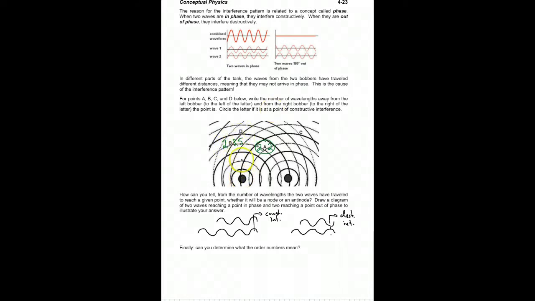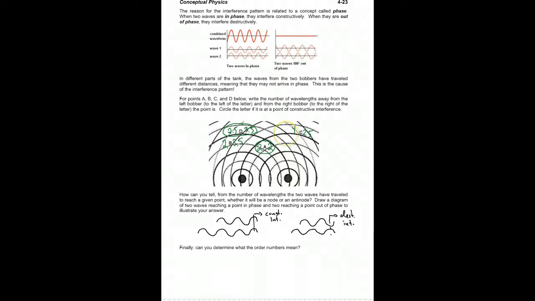Point D is 2.5 wavelengths from the left, and 3.5 wavelengths from the right, and it is a point of constructive interference because it's 2 troughs. So we'll get a big trough there. Point C is 4 wavelengths from the left and 2.5 wavelengths from the right, and it is destructive interference because we have a peak and a trough.